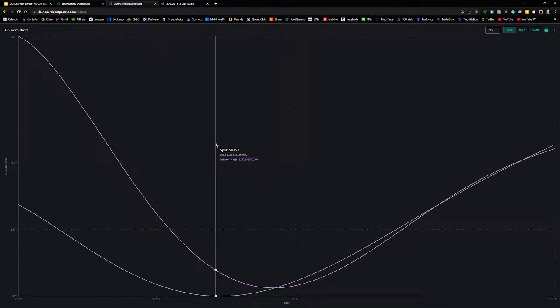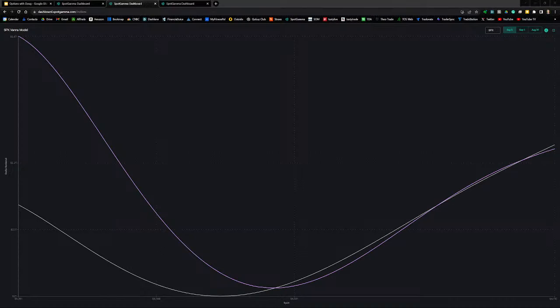So what this is showing is a very slight tailwind from Vanna as price increases and implied volatility drops. So let me explain what this chart is showing. So this is the Vanna model showing market makers' delta notional, their delta exposure, on the vertical axis, and how that changes with changes in price shown on the horizontal axis.